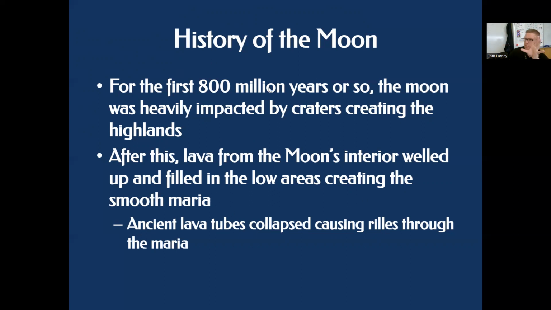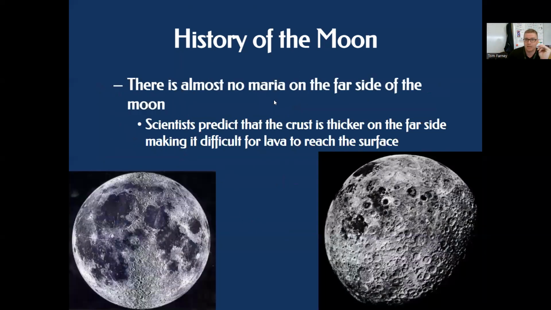So the first large portion of the moon's life was extremely hectic between all of these impact craters being created, the lava coming up from the inside of the moon, and the collapse of these ancient lava tubes. So the early life of the moon was very, very hectic.